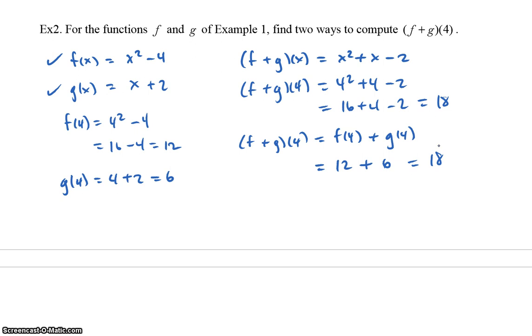So in other words, we can compute f plus g of 4 by first finding f plus g of x in general for any x, and then substituting 4 into the sum function that we obtained with f and g. Or we can compute f plus g of 4 as f of 4 plus g of 4 using the functions f and g individually. So it's actually not necessary to combine f and g for all x to compute f plus g of a specific value of x.